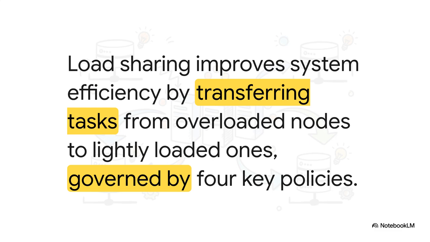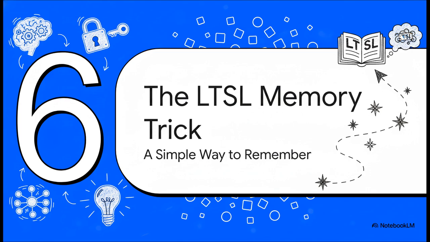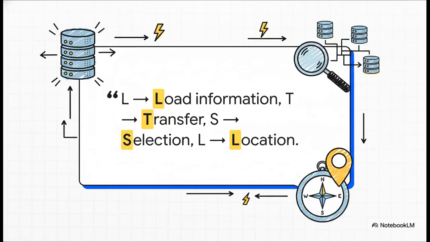And to make absolutely sure you don't forget those 4 critical policies, especially when you're in the middle of an exam, I've got a super simple memory trick for you. Just remember the acronym LTSL. That's L for load information, T for transfer, S for selection, and the final L for location. LTSL. Burn that into your brain. It's a quick and easy way to recall the 4 pillars of any load sharing system. Keep that handy and you'll be good to go.